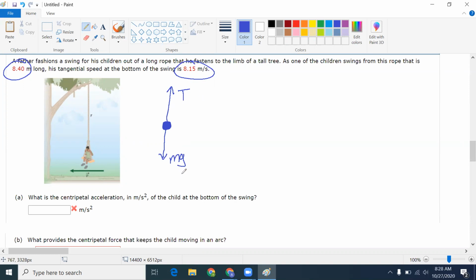The tension will have to be bigger than mg in order for the child to swing. Because if tension was not bigger than mg, the child would not go upwards. They would not gain any vertical height. A is asking for the acceleration. And we're given a v of 8.15, squared, and then the radius is 8.4. 8.15 squared over 8.4 is 7.91 meters per second squared.